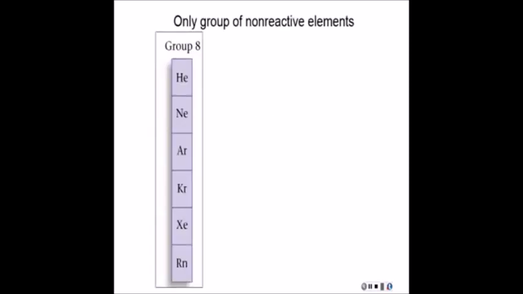For the octet theory, we go to the periodic table and we look up the inert gases, or noble gases, which are on the far right. So that's group number 8. They're the only group of non-reactive elements.